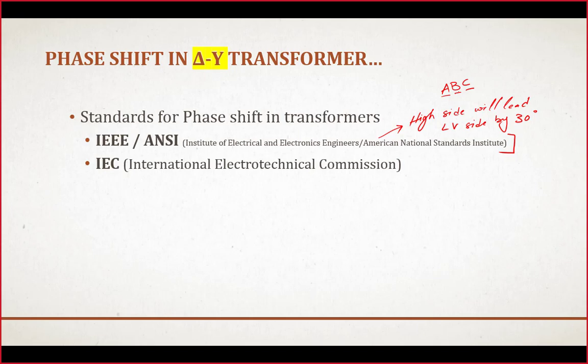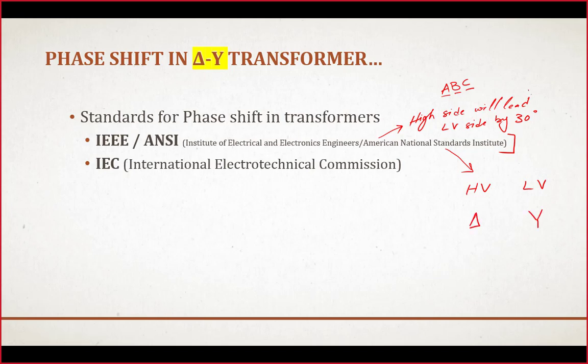Now question is how it is possible, because we have seen that the phase shift depends upon delta, not on high and low voltage side. Then how will IEEE manage to maintain this standard? It is very simple. For example, let's say this is high voltage side, this is low voltage side, and transformer connection is like this, delta Y.